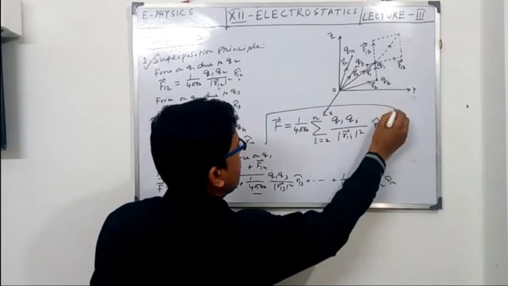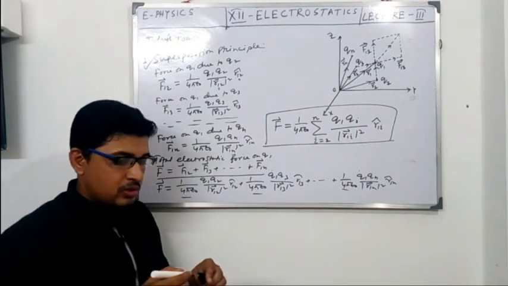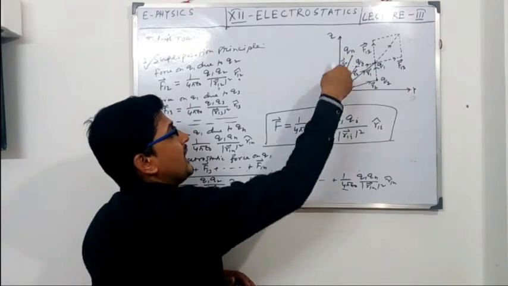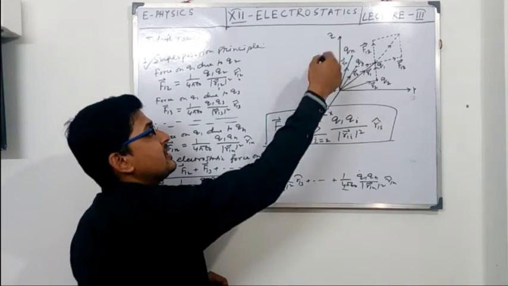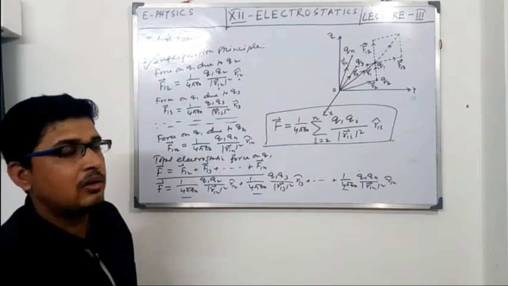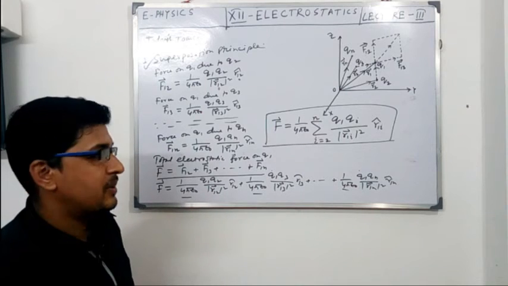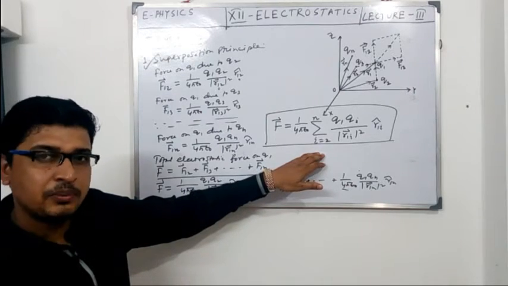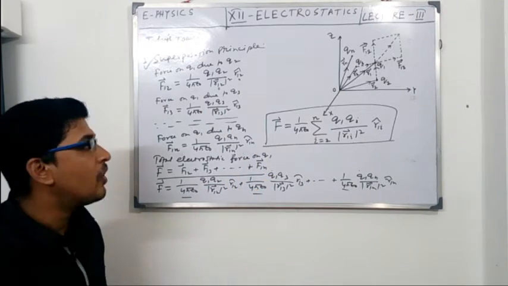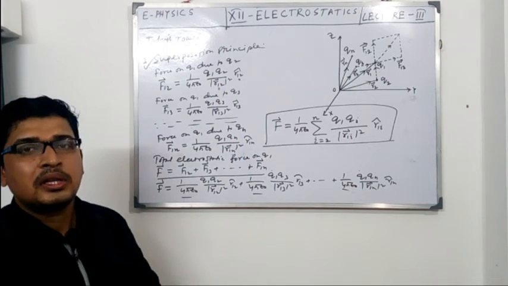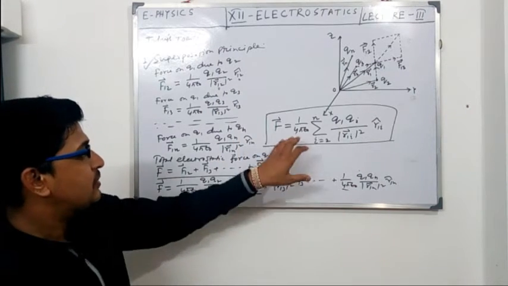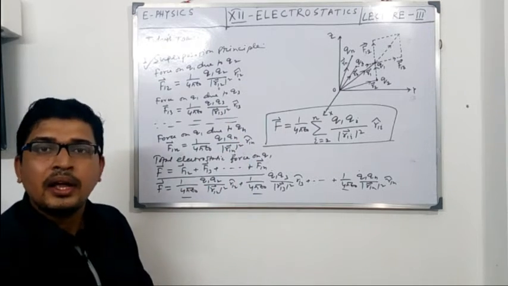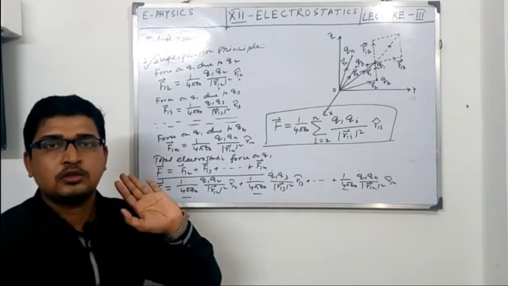So this is the expression of total or net electrostatic force on Q1 due to the n number of charge particles present around this charge particle. Okay, so this is the final expression of electrostatic force on Q1. So by applying the superposition principle and with the help of Coulomb's law, we find out the expression of this force on charge particle Q1 due to all other charges around it. Okay, so this is our superposition principle.